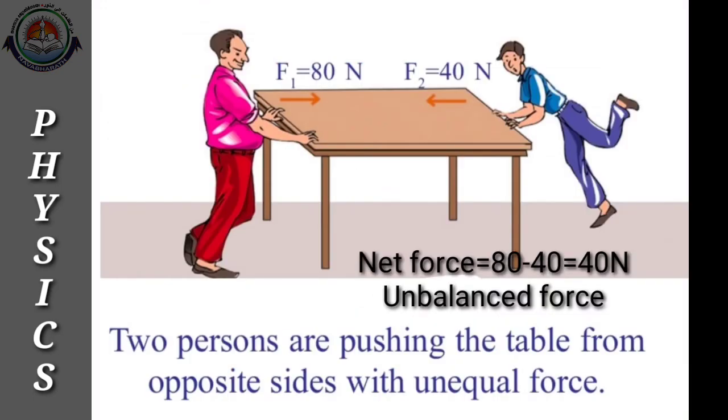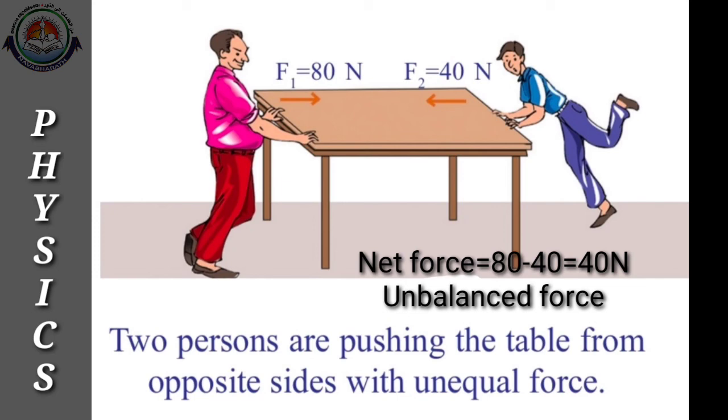Next one. Two persons are pushing the table from opposite sides with unequal forces. Unequal forces applied in opposite directions mean the force is unbalanced. What is the net force? The net force F1 plus F2 equals 80 minus 40. Why minus 40? Because it is in the opposite direction. Therefore we get a net force of 40 Newton.